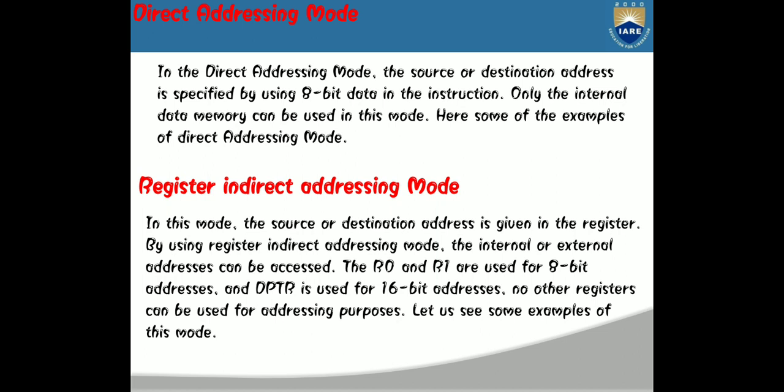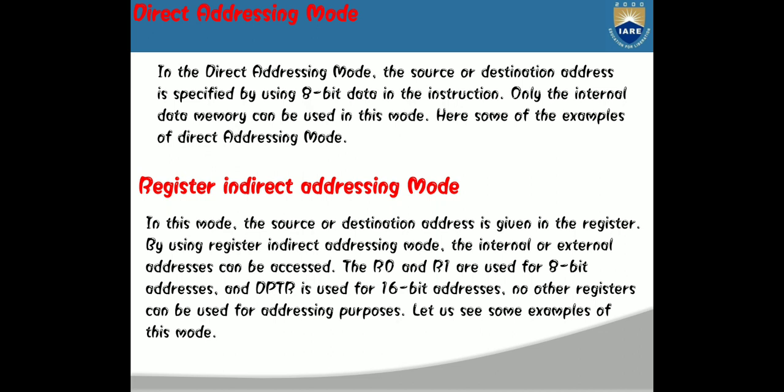Register indirect addressing mode. In this mode, the source or destination address is given in the register. By using register indirect addressing mode, the internal or external addresses can be accessed. The R0 and R1 are used for 8-bit addresses, and the data pointer is used for 16-bit addresses. No other registers can be used for addressing purposes.